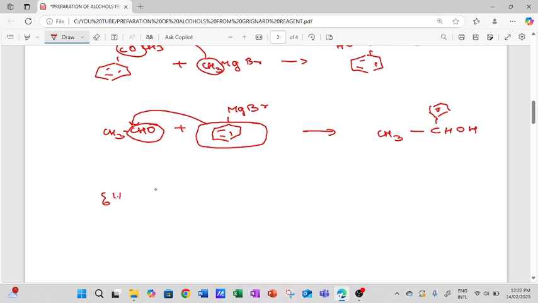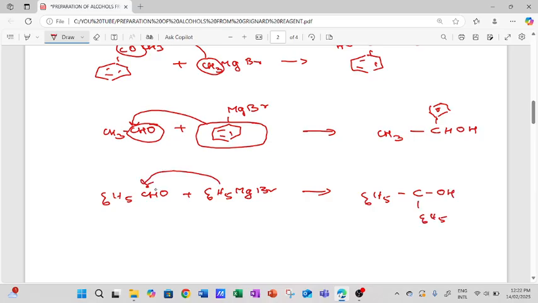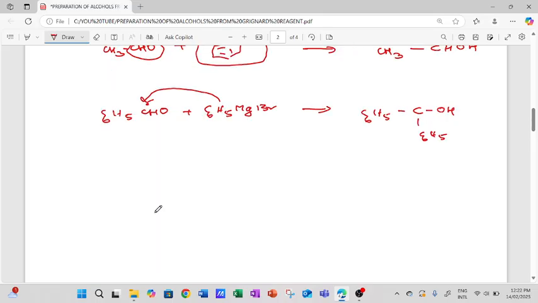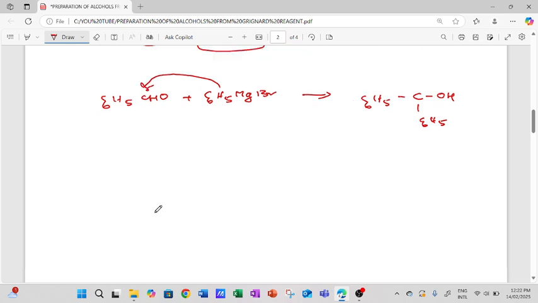See, C6H5CHO, benzaldehyde, is being added to C6H5MgBr. So it's like C6H5C, this carbon is being added with this C6H5. So one more C6H5, and now that carbon will change into a tertiary alcohol. Got it? So this is how we can write the reaction. Sometimes one of the aldehyde or one of the Grignard reagent may not be given. They will give the product. We have to find those by using the same method.